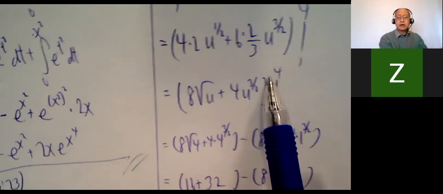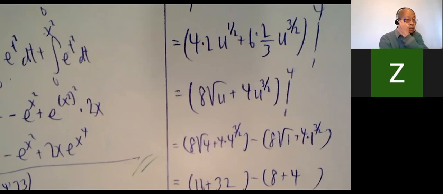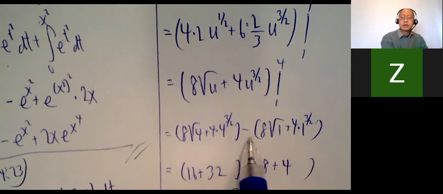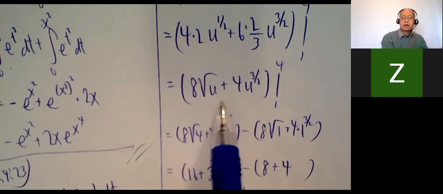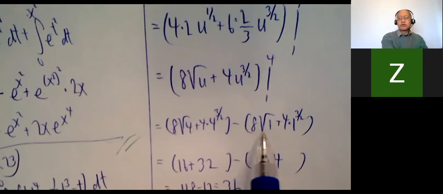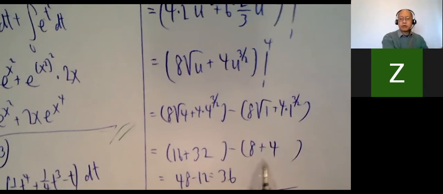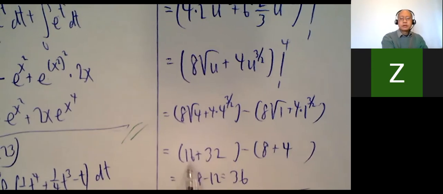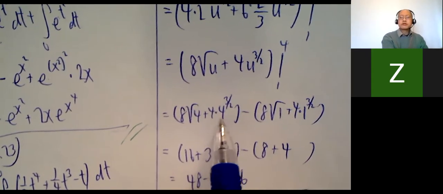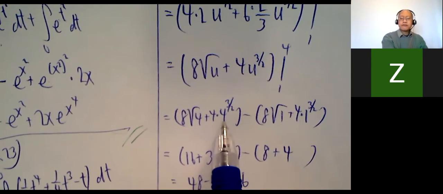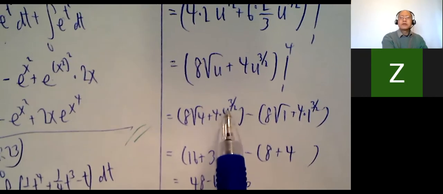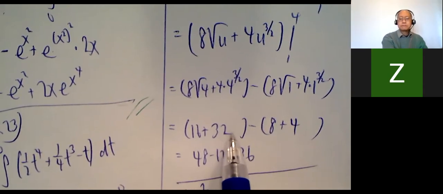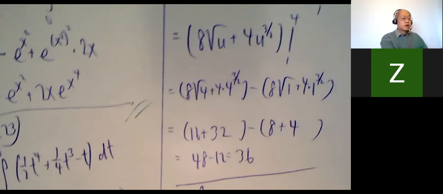Okay, so parentheses, plug in 4, minus parentheses, plug in 1. So put a 4 right there, 8 radical 4, plus 4 times 4 to the 3/2, minus 8 times radical 1, plus 4 times 1 to the 3/2. Well, square root of 1 is 1, 1 to anything is 1, so that's just simply 8 plus 4, or 12, right? Let's do this, 8 times 2, 16. 4 to the 3/2 power means square root of 4, 2. 2 cubed is 8. And 4 times 8 is 32. So that's 48 minus 12. Final answer is 36.